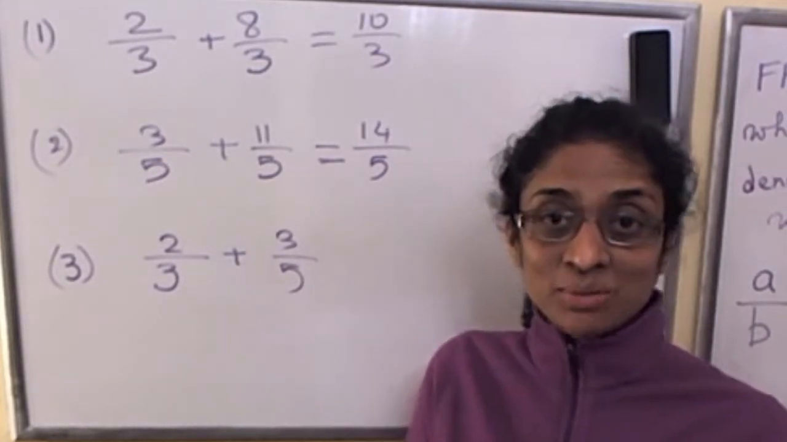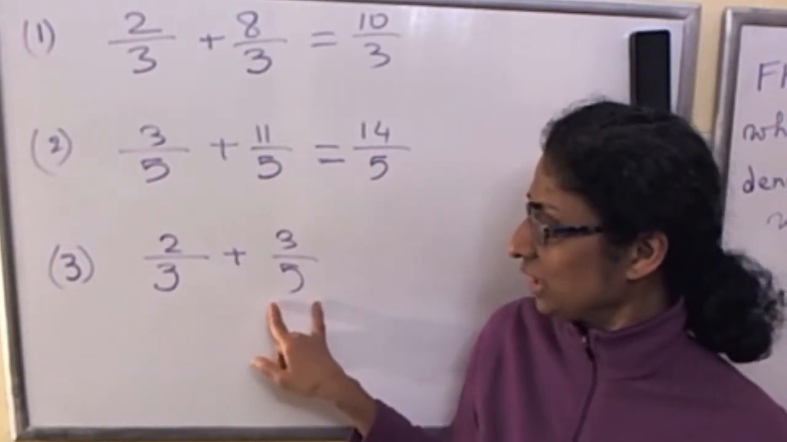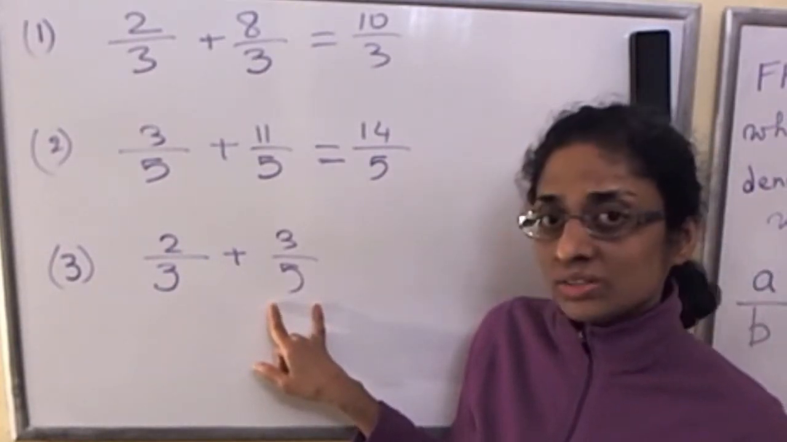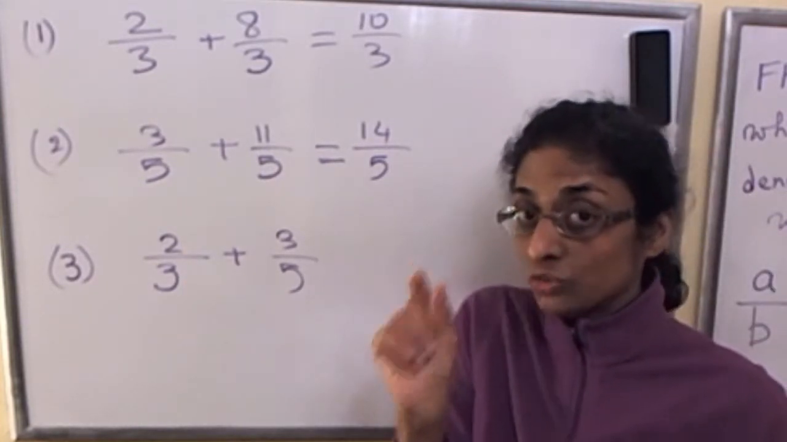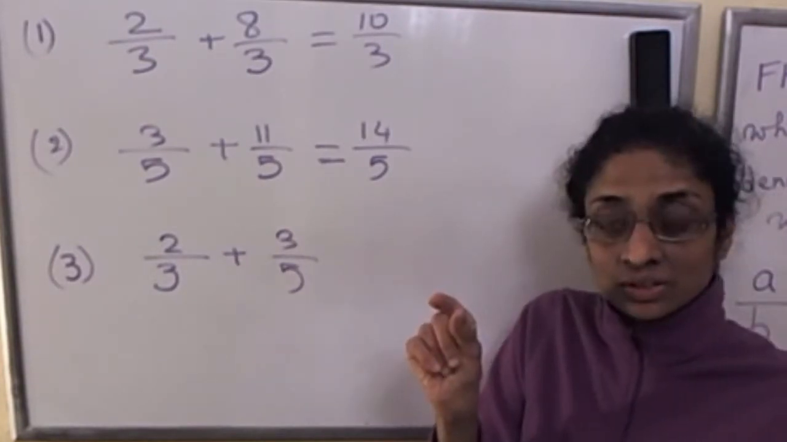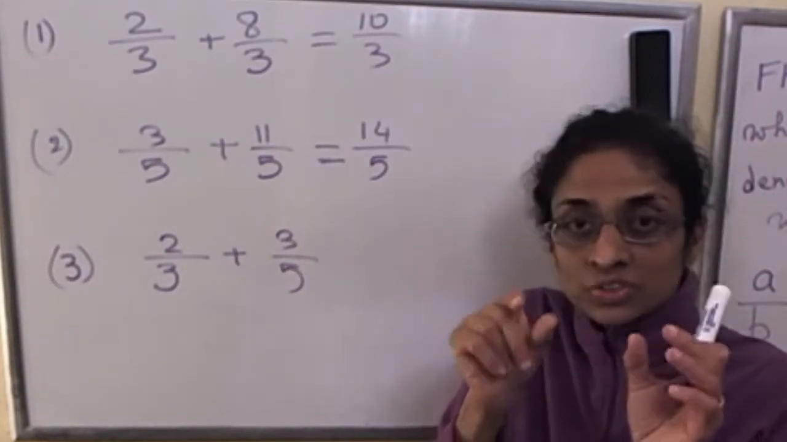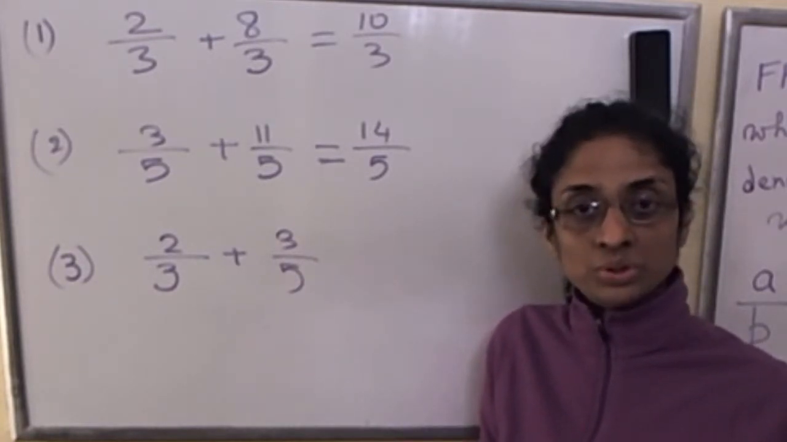We are facing the same problem here. We're trying to add 2 things, but they're not the same type. This is 2 copies of segments of length 1/3. This is 3 copies of segments that are 1/5. They're not of the same size pieces. So how do we do it? So now what do we do?